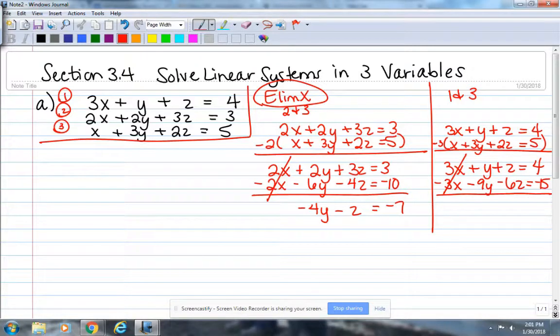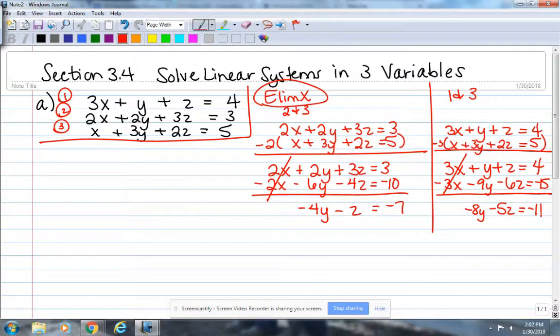Then I've got to add my y's, add my z's, and add my constants. So what's positive 1y minus 9y? Negative 8y. What's positive 1z minus 6z? Negative 5z. And then we have these constants. What's 4 minus 15? Good.